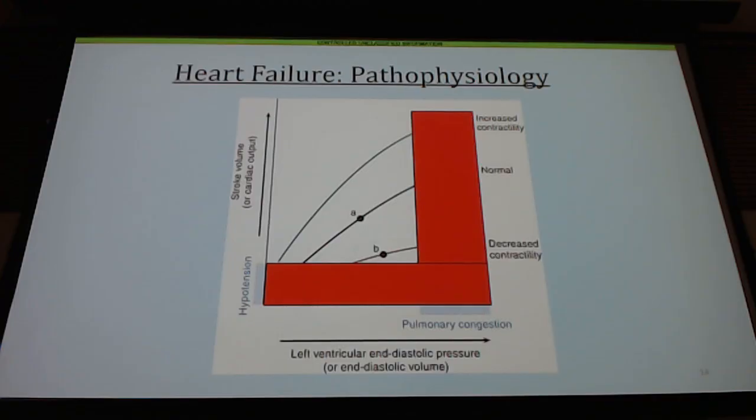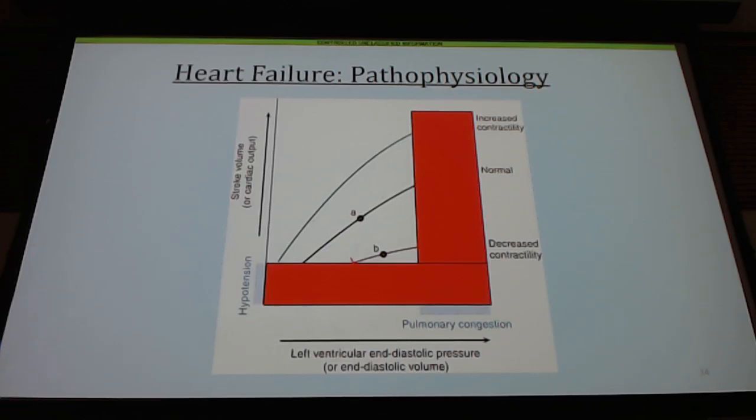And now you can get an idea why these patients are at risk of heart failure when they start to have symptoms. Because if they have decreased contractility, that window of them still being able to function without symptoms is very, very small. So any kind of stressor, anything that impacts that cardiac output, even the slightest, could tip them over into an area where they have symptoms, whether it be hypotension or pulmonary congestion, or both.